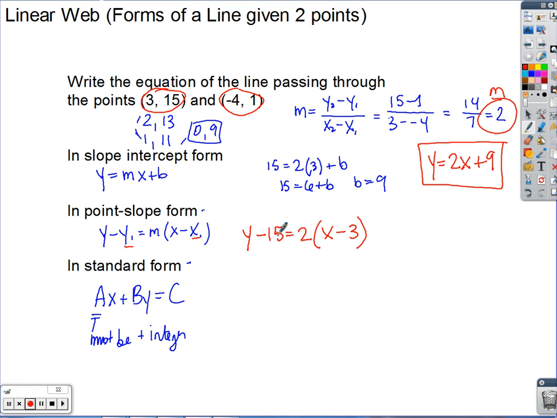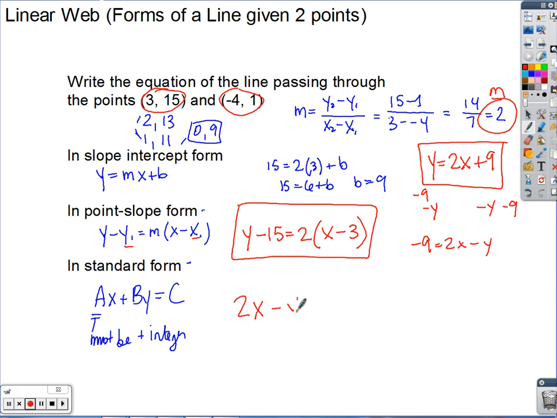So similar idea. And then if I want to take my standard form here, I'm just going to take my slope-intercept form and get my x and y on the same side. All right, so I would subtract y. And then I would subtract 9. So I end up with negative 9 equals 2x minus y. So my standard form here would be 2x minus y equals negative 9. So all you need to do is just rearrange the pieces that you already have found into standard form.